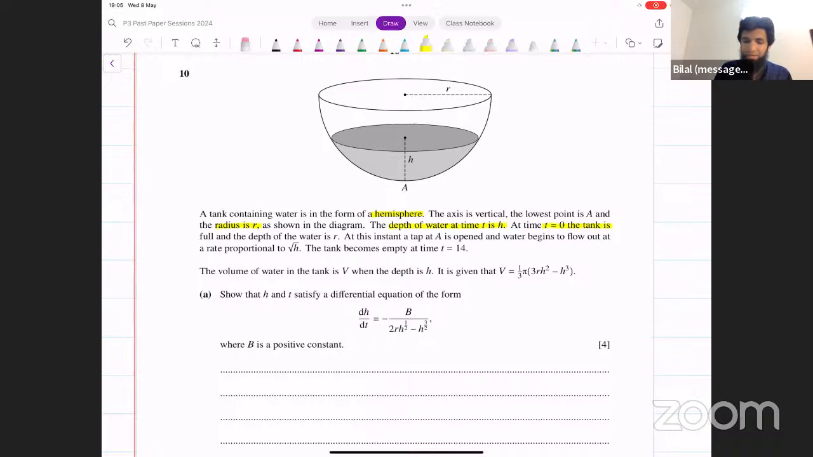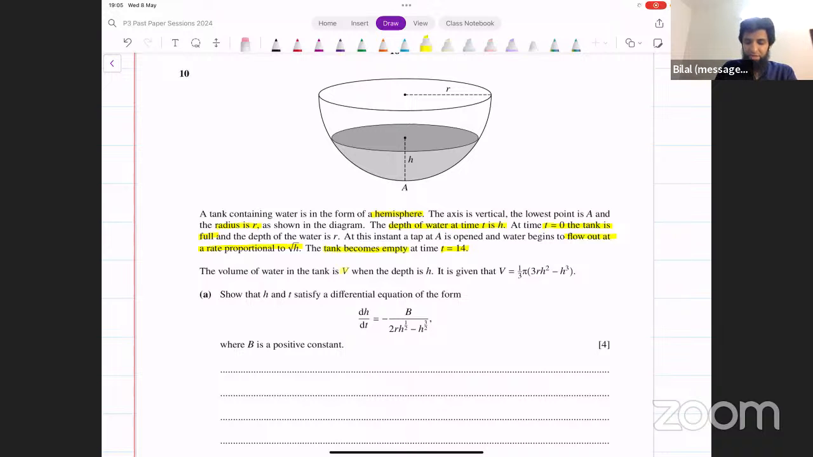We're talking about time. At time t equals 0, the tank is full. So that means at time t equals 0, the volume of water in the container is the same as the volume of this hemisphere because it's full. At this instant, a tap at A is open and water begins to flow out at a rate proportional to square root of H. The tank becomes empty at time t equals 14. So when the time is equal to 14, the tank becomes empty. The volume of water in the tank becomes 0.